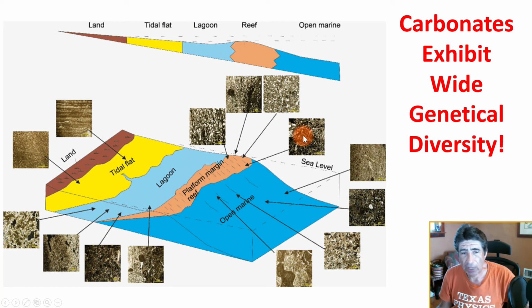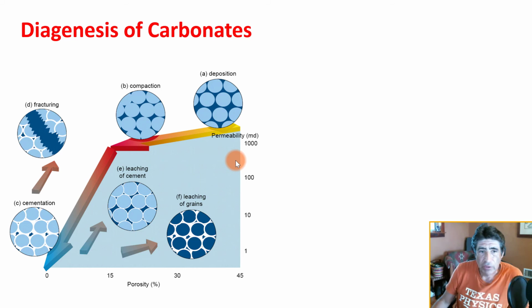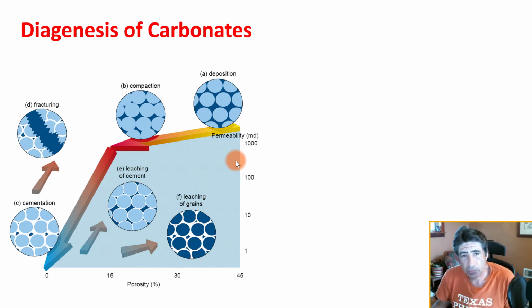We are going to look at the Sacroc field, which has to do with a platform margin reef that was of Permian age. Now, the diagenesis of carbonates is a process that goes through geological time, and it has to do with the deposition itself, the compaction, the fracturing, the cementation, the leaching, the recrystallization. All of these things are going to affect the porosity and permeability, including the development of microporosity and variable pore size distribution in the carbonates.